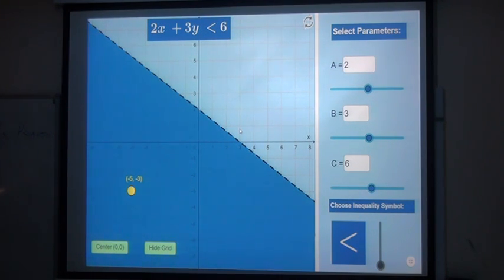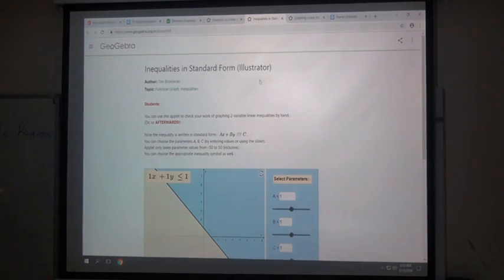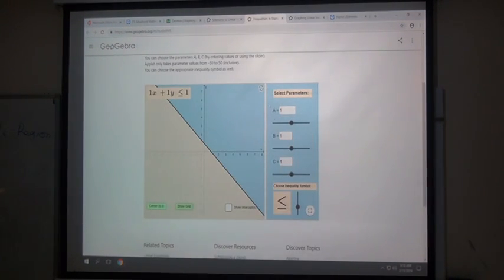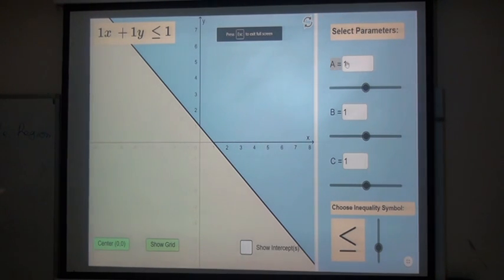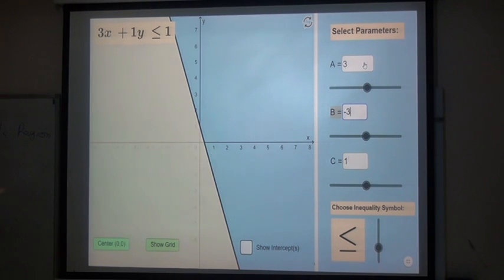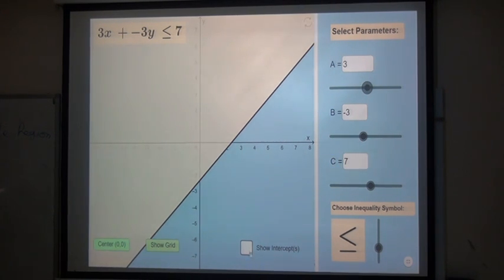Let's go to the one that is more of a quiz. There are lots of them on GeoGebra. This is an illustrator, and I don't need it again. This is the one that shows the intercept. It's almost the same thing. I put, for example, 5x minus 3y less than or equal to 7. If I want to show the intercept, I click on this and I can see the intercept. Can you see that?